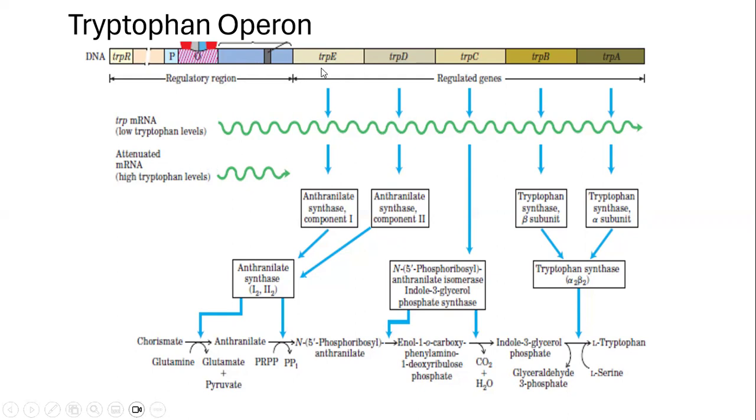So the product of the structural genes, that is tryptophan E, D, C, B, and A, are required for converting the substrate, that is chorismate, into the end product, that is tryptophan.